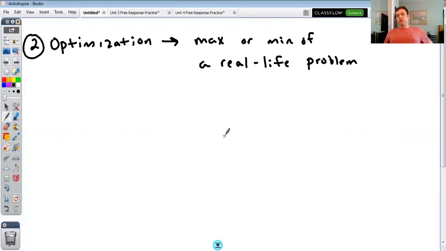Find the maximum amount of water. Find the maximum upward velocity of this object, whatever it is, right? Find the max or min of some real life problem. You're going to do this the same way you would find the max or min of any function. First thing is you're going to find the equation.